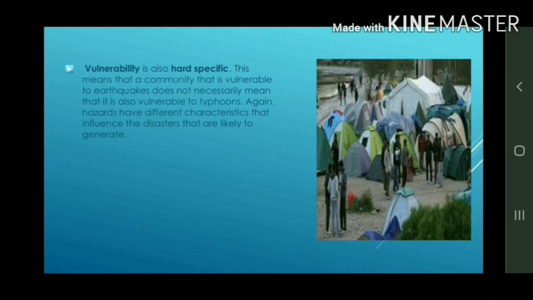Vulnerability is also hazard specific. Anong ibig sabihin nito? This means that a community that is vulnerable to earthquakes does not necessarily mean that it is also vulnerable to typhoons. Again, hazards have different characteristics that influence the disasters that are likely to generate.